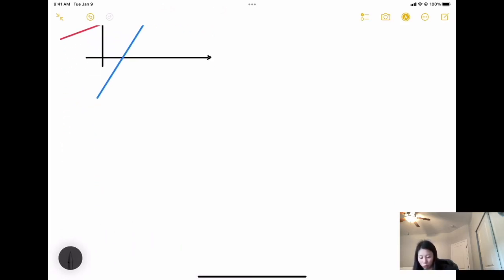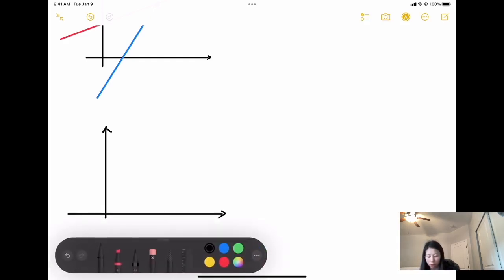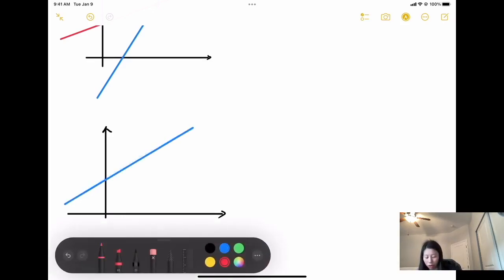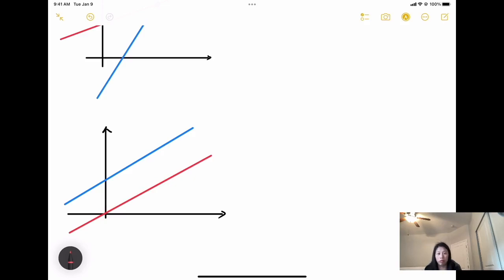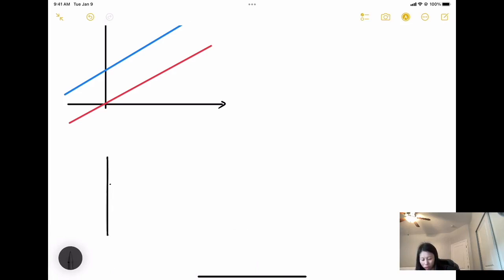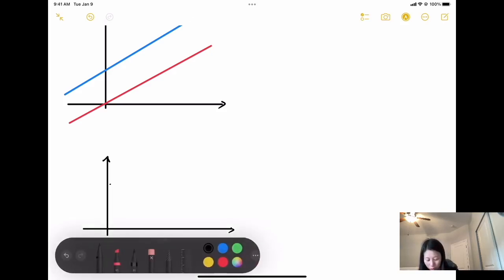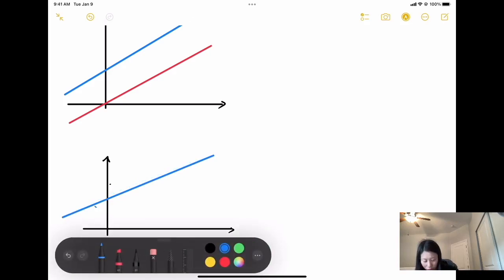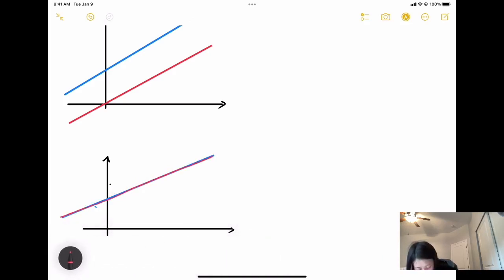So another form would be what? They're parallel. That means what? If they're parallel, how many intersections do they have? They will have no intersection. That's parallel. And then the third one would be what? They totally overlap. So these two lines, they overlap. That means they have infinitely many solutions.